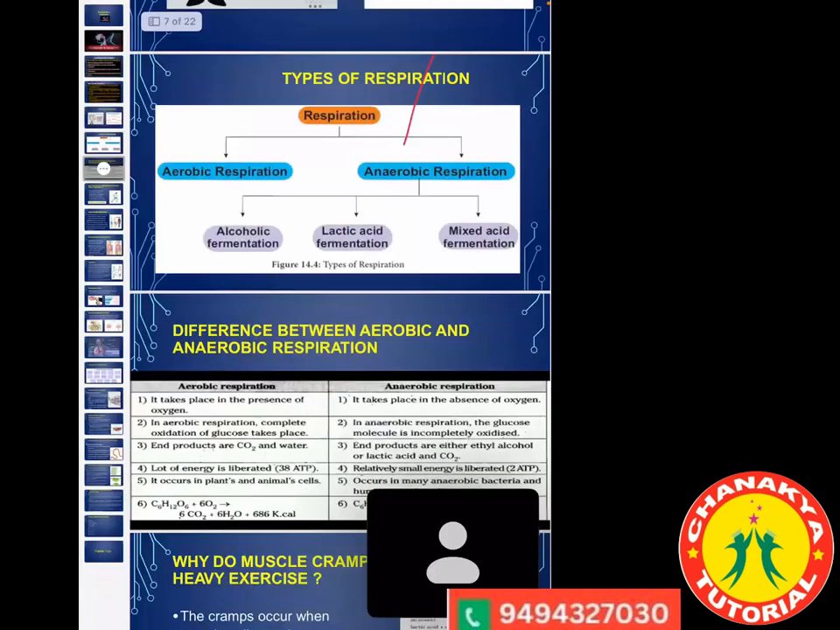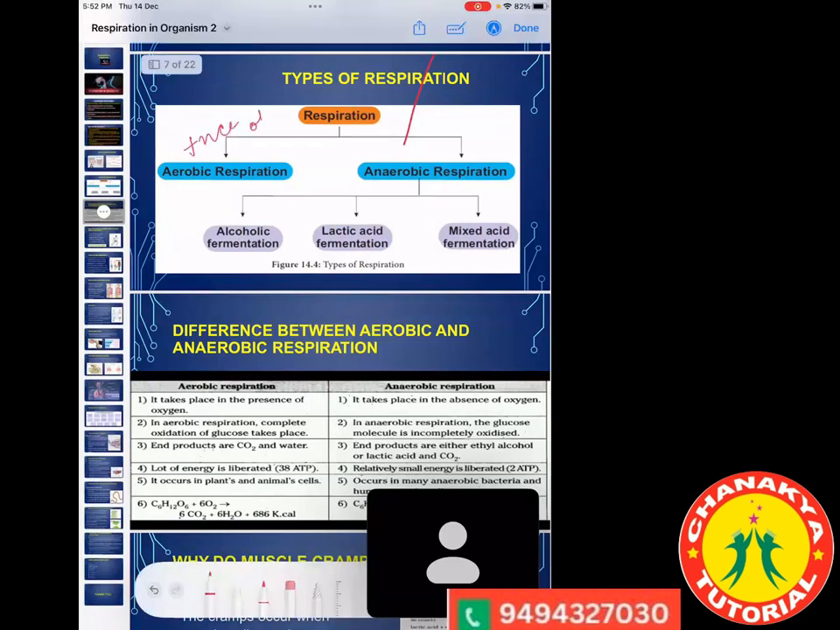So, the anaerobic respiration. When we talk about aerobic respiration, it happens in the presence of oxygen. So always in the presence of oxygen, it will be happening. Whereas in the anaerobic case, it happens in the absence of oxygen, or we can say in the lack of oxygen.